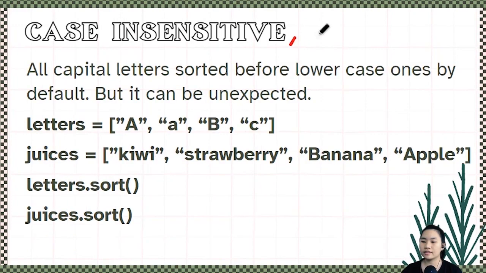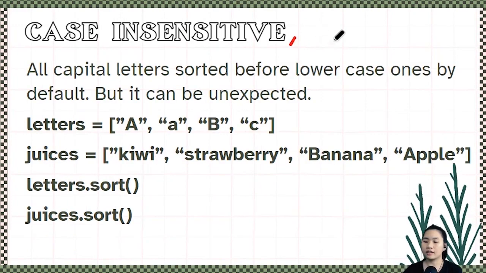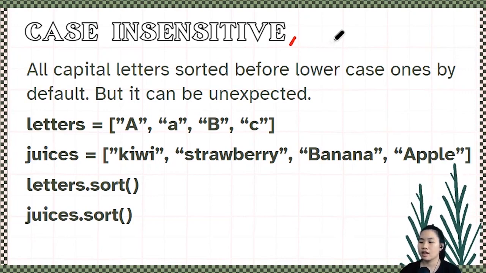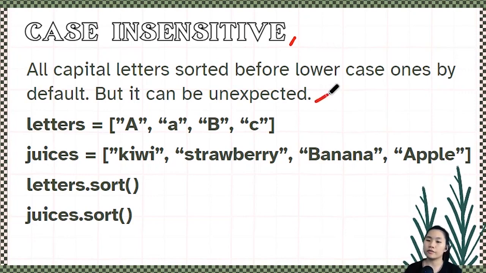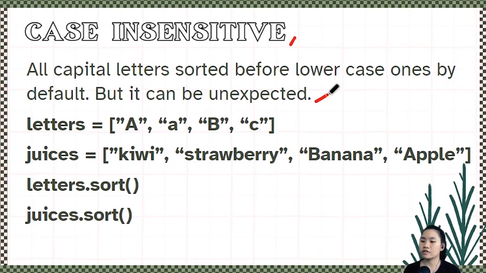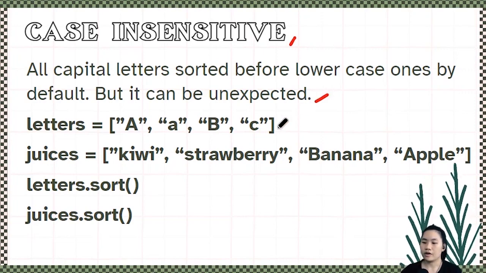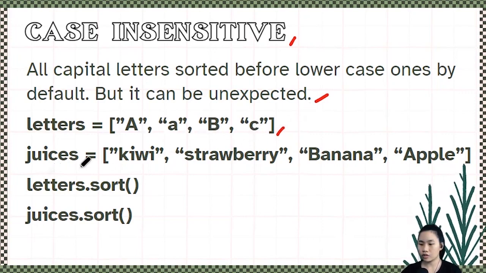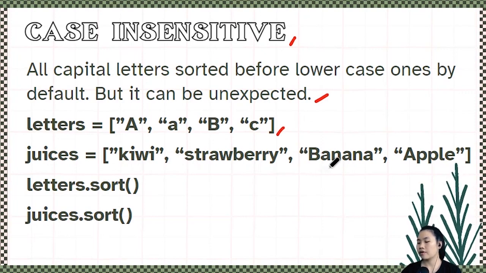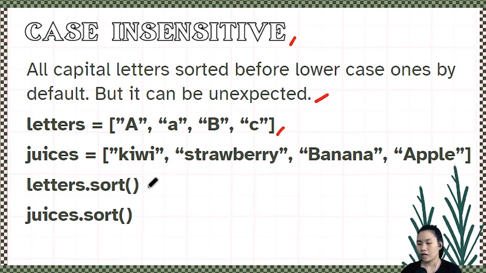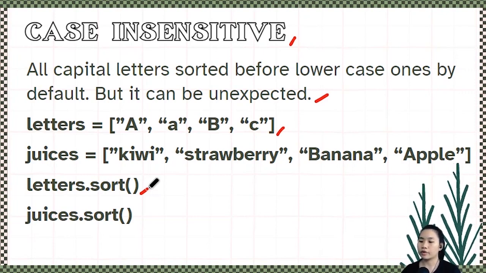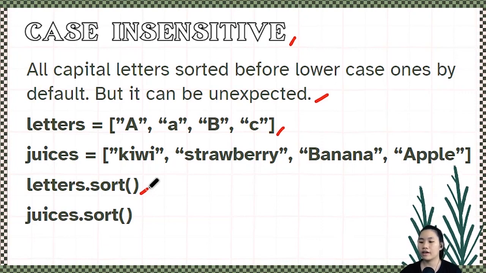Next up, we'll work with case insensitivity. All capital letters are sorted before lowercase ones, so that means that capital letters have a higher precedence. But this sorting can be unexpected based on the values that we're giving the sort method. Now I have a list of letters A, B, and C, all different cases. Some are lowercase, some are uppercase. You can just simply use .sort(). It's the default property of the sort method, so you don't need to specify anything further.